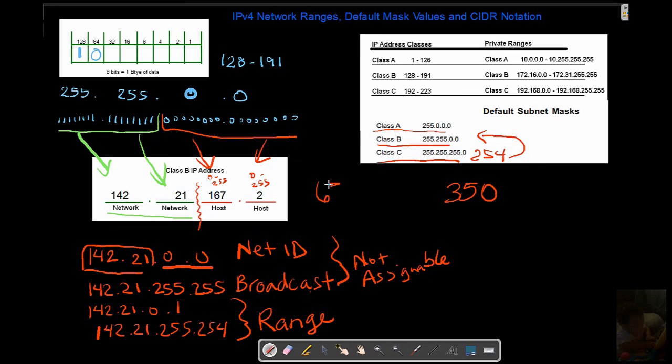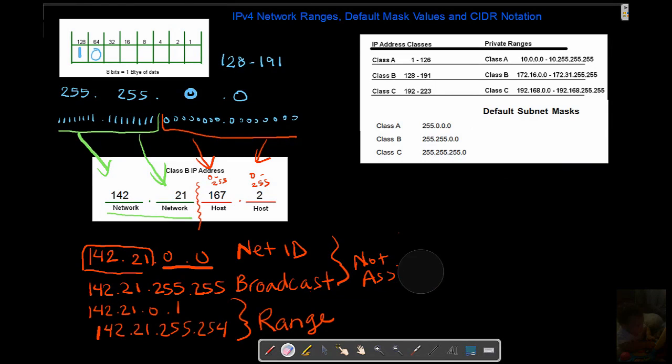Well, a B allows us 65,534 devices on it. That is much greater than 350. In fact, it's so much larger that we would then be extremely wasteful of our addresses. That's why our next module is going to be based around creating custom subnet masks so that we can shrink these networks to different sizes.